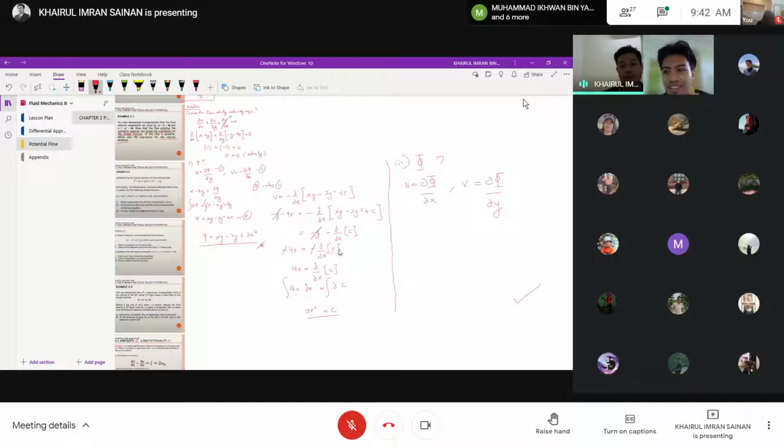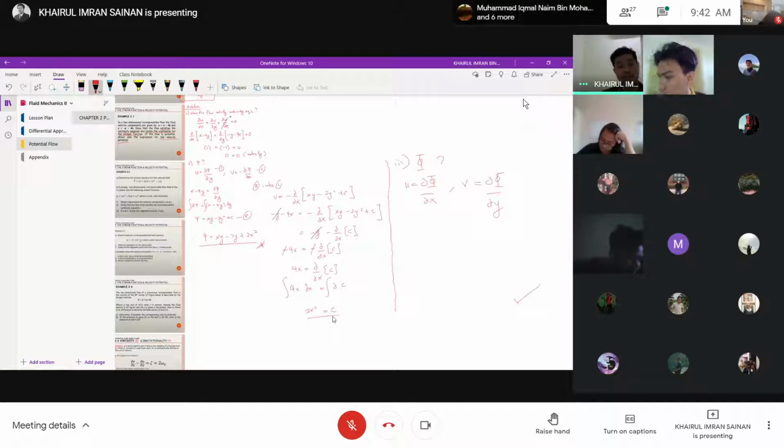Okay, but the thing is, what you want is actually to find C. Our objective is to find C, right? So how we do this is we transfer this dx to the other side. So it becomes 4x dx, and then we integrate both the left hand side and the right hand side. So this becomes 2x squared, and the differentiation of c, when we integrate, becomes c. Okay? Clear?